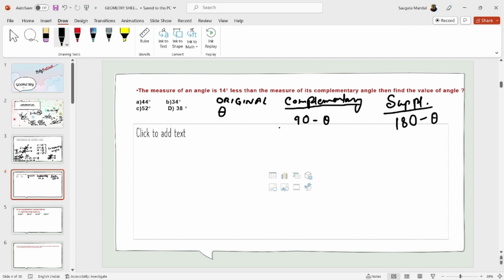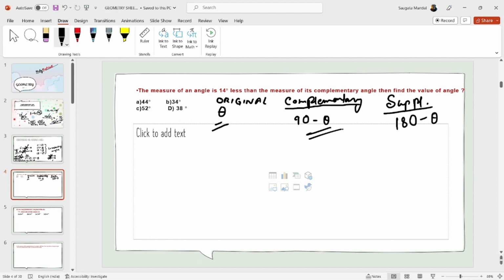Then move on to the question. What is said in the question? The measure of an angle is 14 degree less than the measure of its complementary angle. That means the complementary angle is greater than the original angle. If the original angle is theta, what is the complementary angle of this angle theta? That must be 90 degree minus theta.